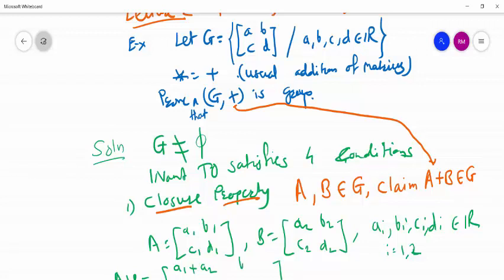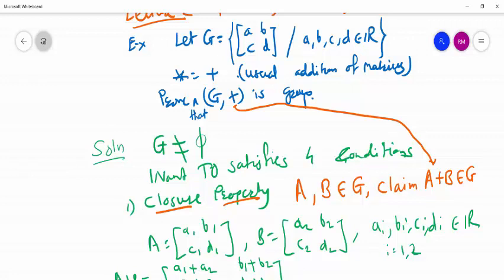B1 plus B2, here C1 plus C2 and D1 plus D2. Addition of two real numbers is again a real number, not a complex number, always a real number. Addition of any two, so these belong to real numbers, this entry belongs to real numbers, this entry also belongs to real numbers.